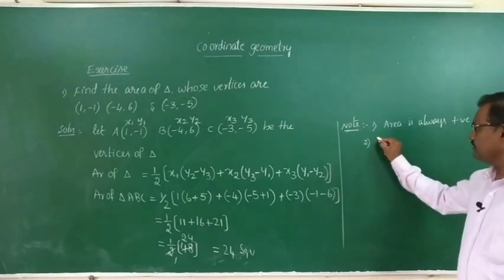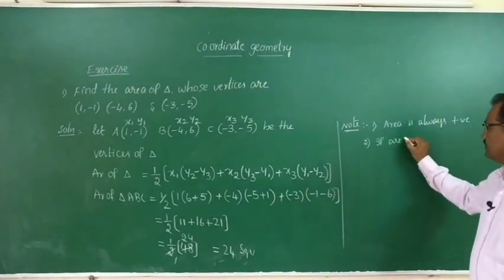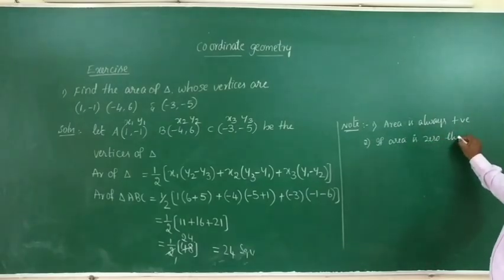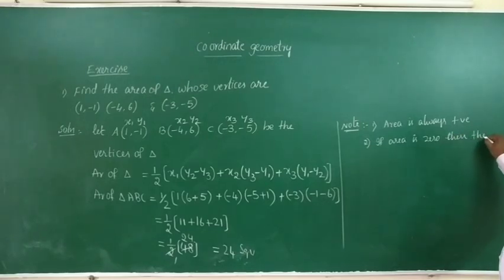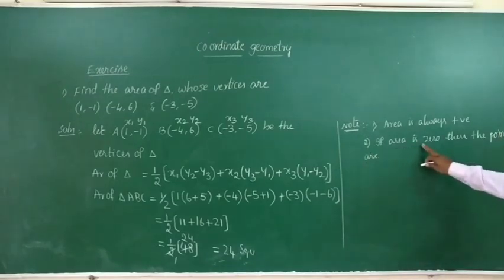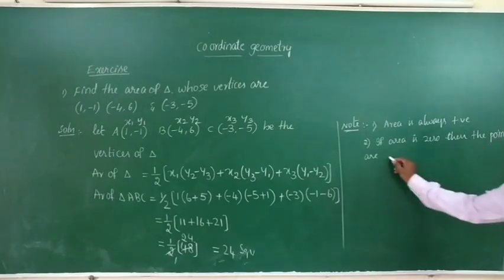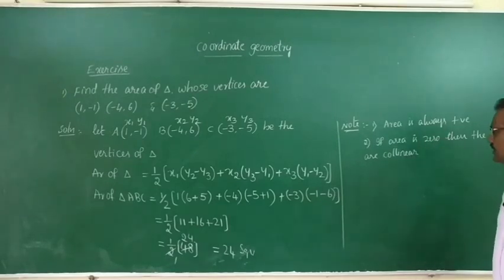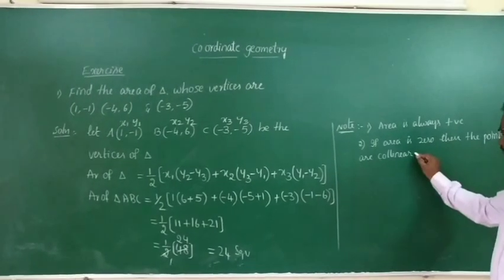Second point, if area is 0, then we say that the points are collinear, because we cannot get area, which means the triangle will not be formed. In such cases, all the points are on the same line, the points are collinear.